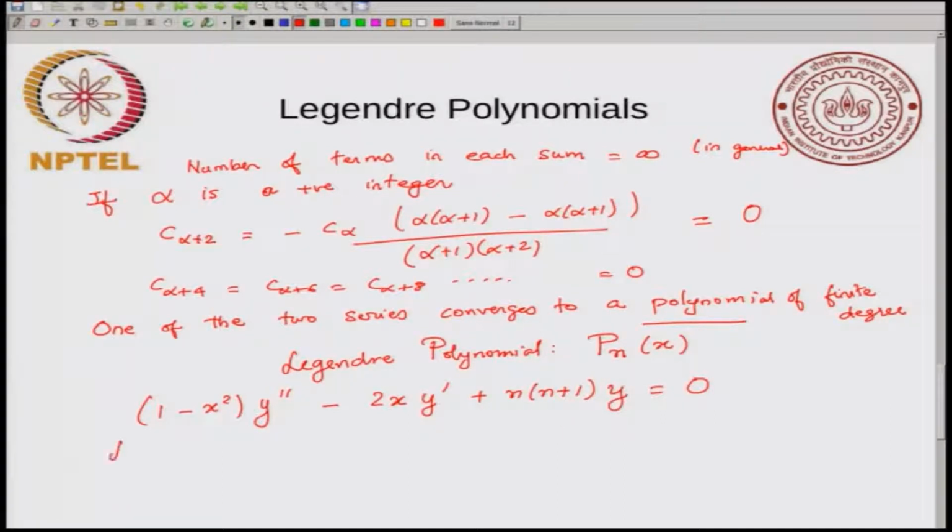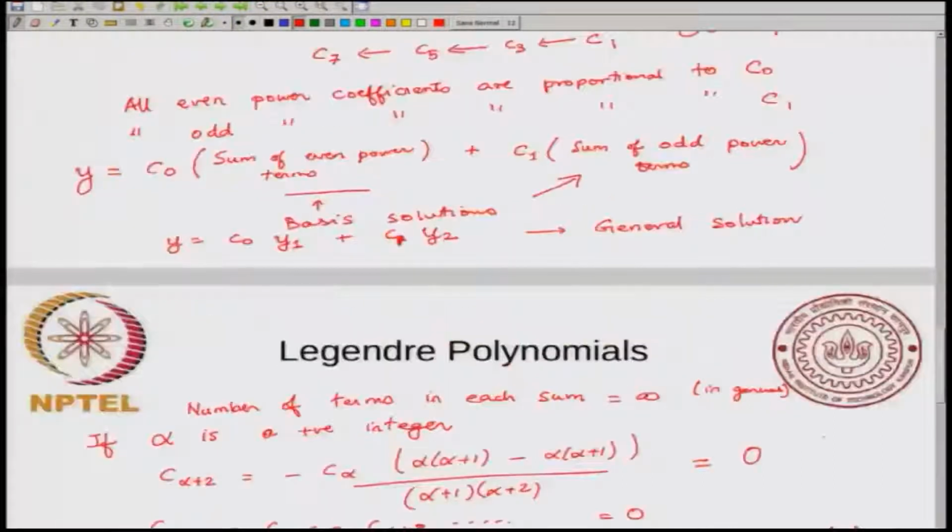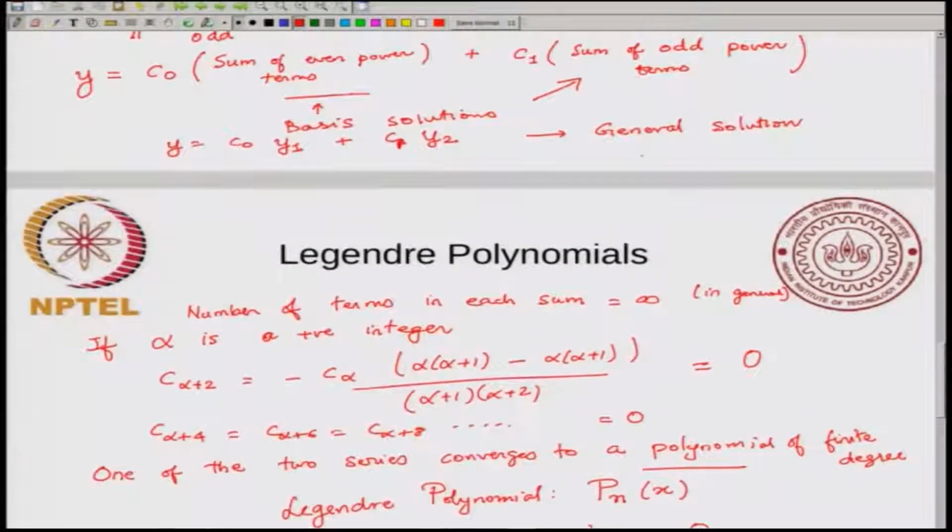the Legendre polynomial, is one solution of the above ODE. It is one of the solutions, and the other solution will be an infinite series. If you look at your sum of even powers and sum of odd powers, you have these two basis solutions. If alpha is even, then the sum of even powers will go to 0 when n is equal to alpha. If alpha is odd, then the sum of odd power terms will go to 0 beyond some alpha. So one of these will become a polynomial, and that polynomial is called the Legendre polynomial.